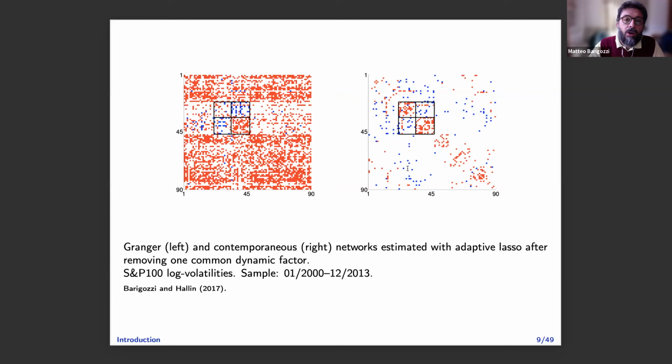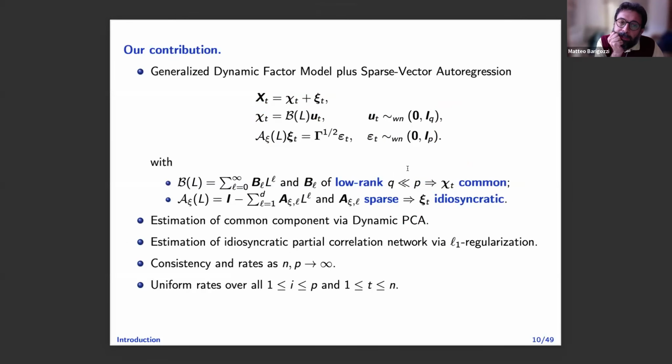Okay. So based on all this is our contribution. We assume that x_t is in fact the sum of two components: a common component chi_t, which is driven by few common dynamic factors u_t, which are white noise in this setting, and they are orthonormal. And then the residual component, the idiosyncratic component, follows a VAR, parameterized in this way, which is convenient for us. And the coefficient of this filter will be sparse in a way that we specify later on. So we have a low rank component plus a sparse component.